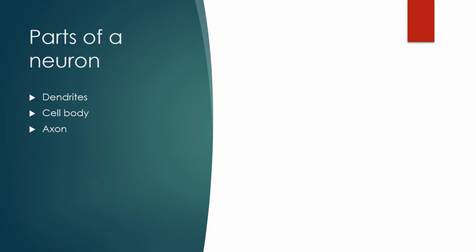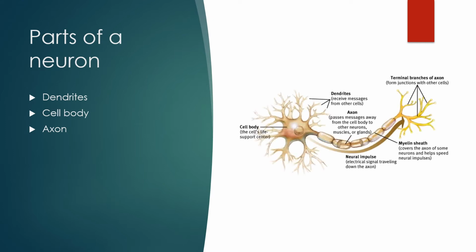Let's look at the parts of a neuron. You have the dendrites, the cell body, and the axon. Your dendrites receive messages from other nerve cells. They're basically branch-like structures coming off the body. You have your cell body, which contains the nucleus and other vital structures for the life of the cell. And you have your axon, which is responsible for conducting a nerve impulse down the cell. Notice that this axon is myelinated.